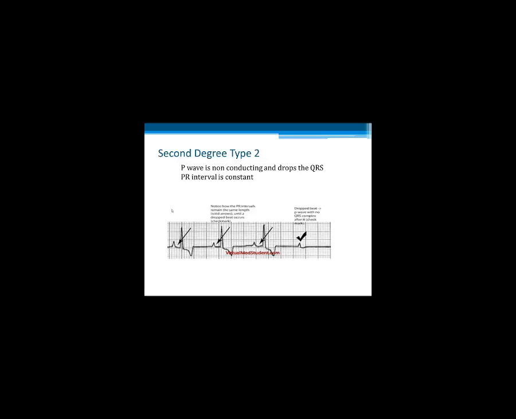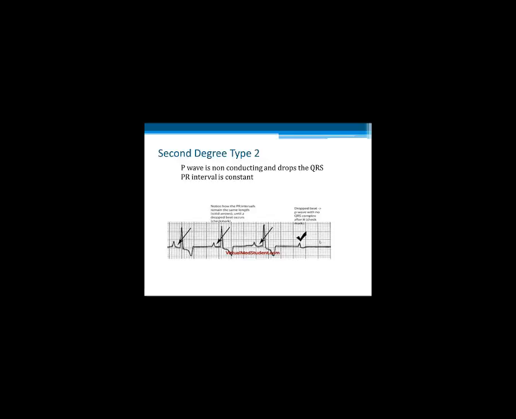So you have a P wave that is non-conducting and just drops the QRS, but the PR interval remains constant. That's the difference with this one. So you can see here, your PR interval is exactly the same, and then here we have no QRS after it. Oopsie. So just to remind you, with first degree, your PR interval is just too long. It's longer than 0.2 seconds.